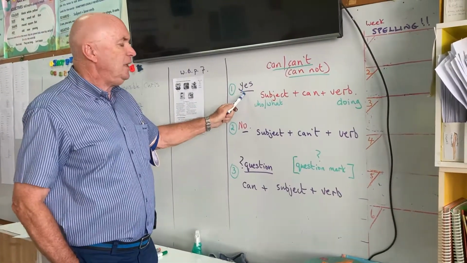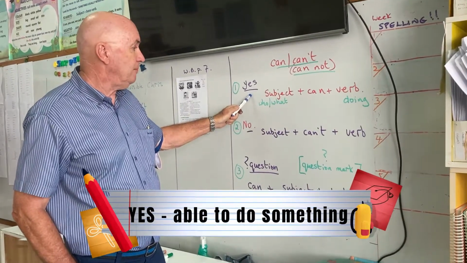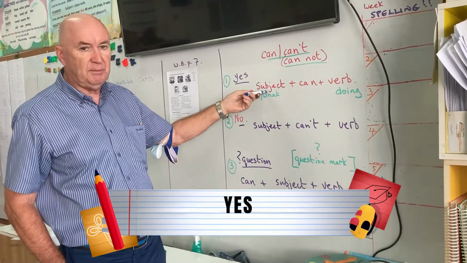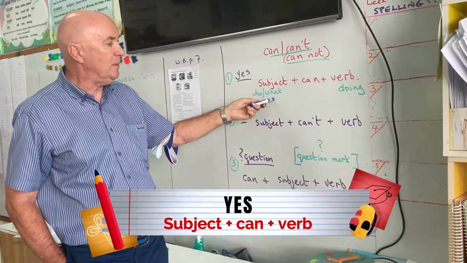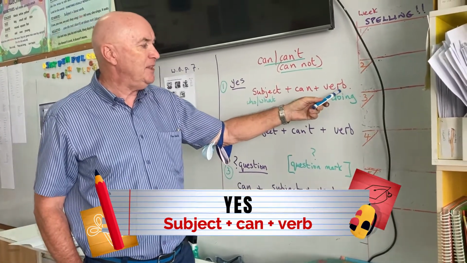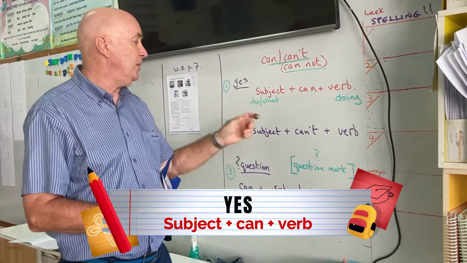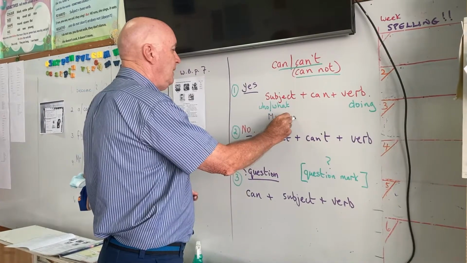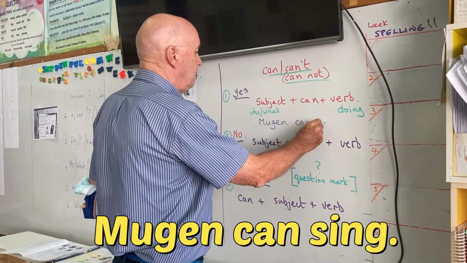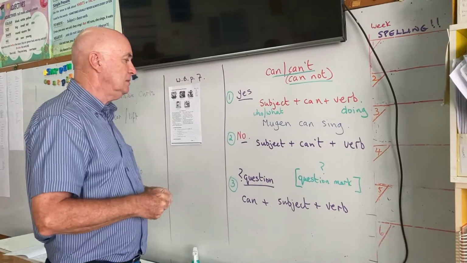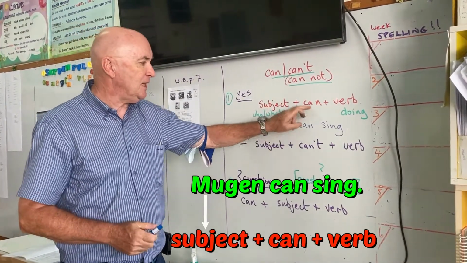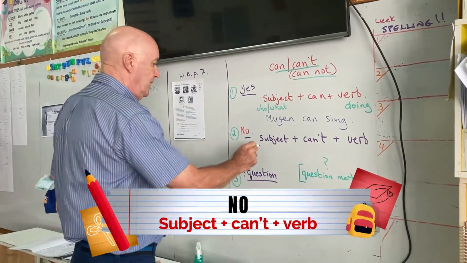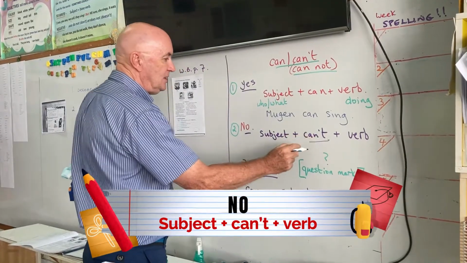So, if you are able to do something, then we use the word can. And when we speak, it's going to be the subject, who or what we're talking about, plus can, and then the verb. The verb is a word that says what you're doing. So it would be something like this: who we're talking about, can, sing. The subject, can, and then what's he doing, what's the verb, sing. Or if I want to say no, then it's the subject and then cannot or can't and the verb.